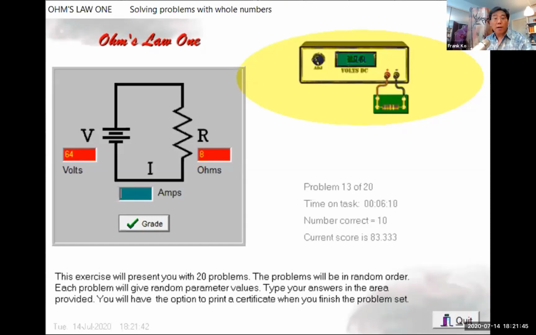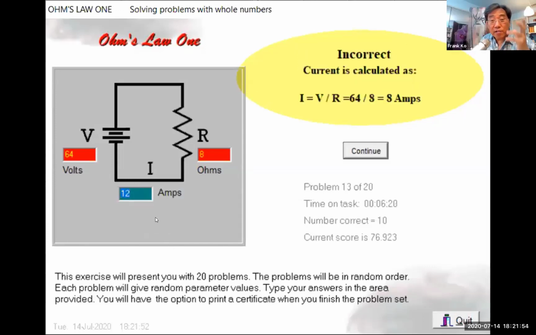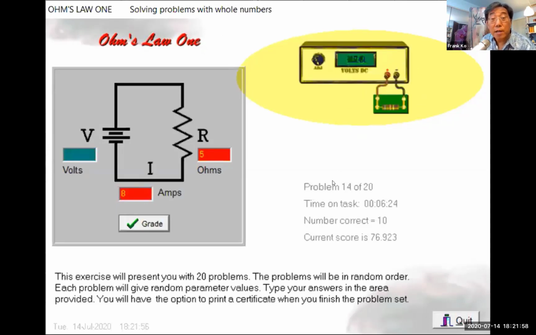Question goes to Toan. Toan, what amps do I have here? It's 8 amp. I'm going to type in 12 just because. And it says, yes, it's incorrect, and it should be 8 amps, which you are absolutely correct. And let's go ahead, and we have 8 amps, 5 ohms.